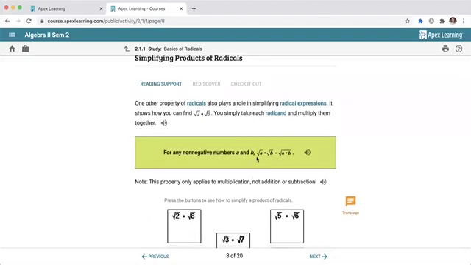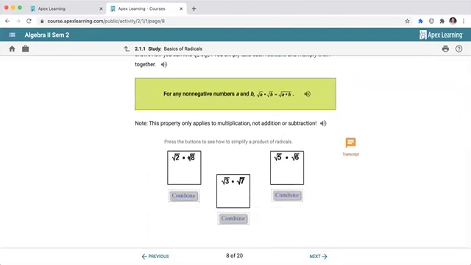So if you notice here, if I've got square root of a times square root of b, that is equal to the square root of a times b. I can just write them all condensed together. For example, square root of 2 multiplied by square root of 8 is just like saying the square root of 2 times 8. Square root of 3 times 7, square root of 5 times 6.